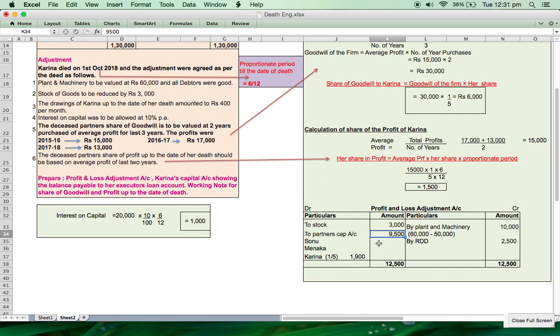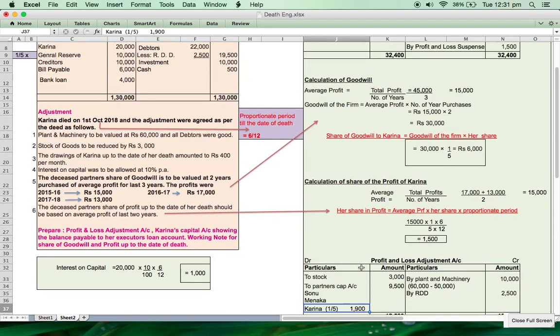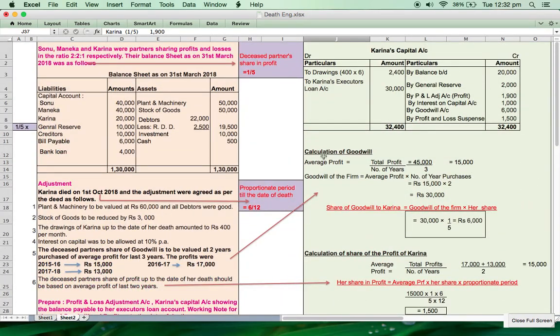Out of this total profit, we are going to transfer Karina's share to her capital account. So 9,500 into 1/5, that will give us 1,900. This share in P&L adjustment, we are going to transfer it to credit side of Karina's capital account. So here we are going to write it as P&L adjustment account share in profit rupees 1,900.